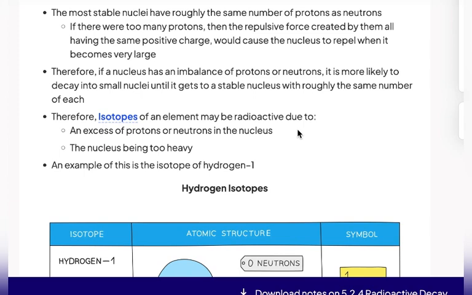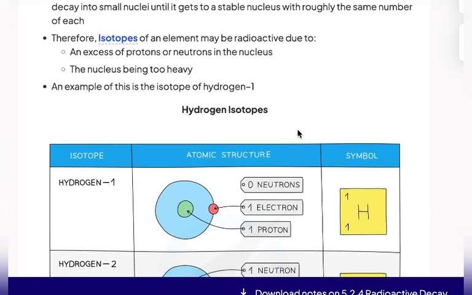Another reason why an isotope becomes radioactive is when the nucleus itself is too large. When the nucleus itself is too large, then the isotope will become a radioactive isotope. So it's either the nucleus is too large, or there is an excess of protons or neutrons in the nucleus. When you have an additional proton or additional neutron, even if it's not too large, then we say the isotope is radioactive.